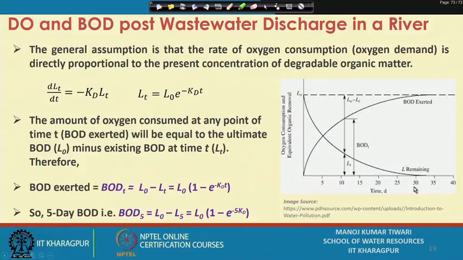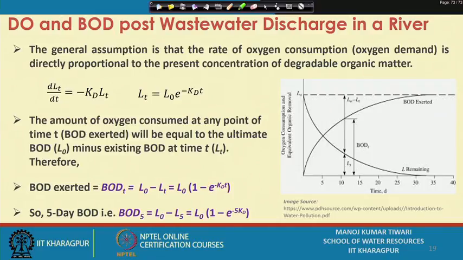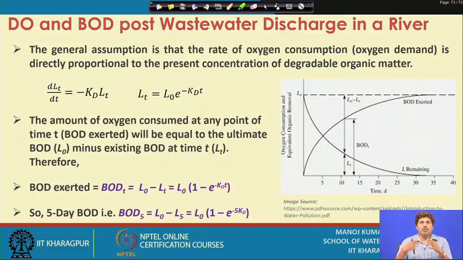So, we will further elaborate on the variation of the biological oxygen demand or BOD and dissolved oxygen in the stream which is receiving the wastewater or waste input. For BOD, there is a usual assumption that the rate of oxygen consumption or the oxygen demand is directly proportional to the present concentration of degradable organic matter. Okay. So, the amount of oxygen which is getting consumed is actually proportional to the amount of organic matter which is being degraded, and the general convention is that we take the organic matter degradation in such a stream as first order.